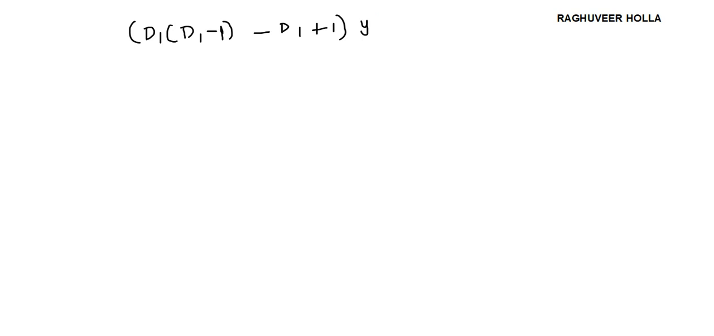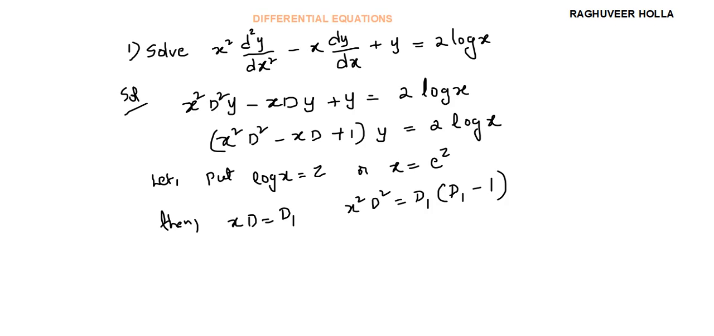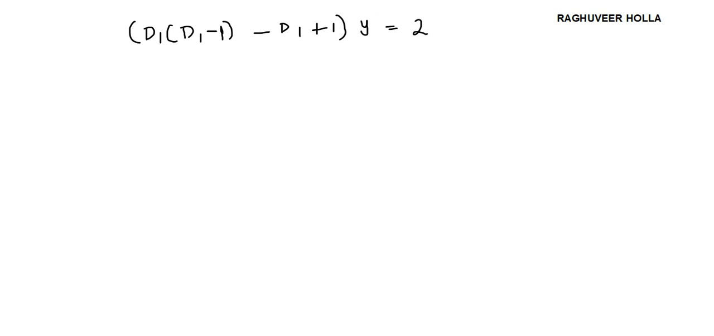Which is equal to, on the right hand side, 2 log x. Log x can be written as z, so that is 2z. Now when I simplify this further, I get d1 square minus 2d1 plus 1 into y is equal to 2z. I hope you have understood this.